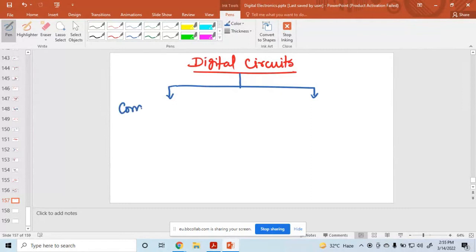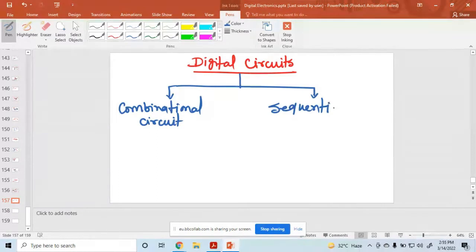One is a combinational circuit. Another one is a sequential circuit. So, what is the combinational circuit and what is sequential circuit? The combinational circuit, so it's this one.